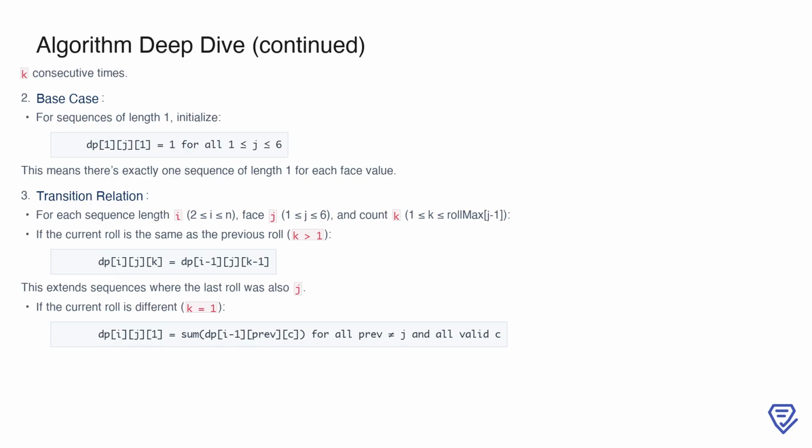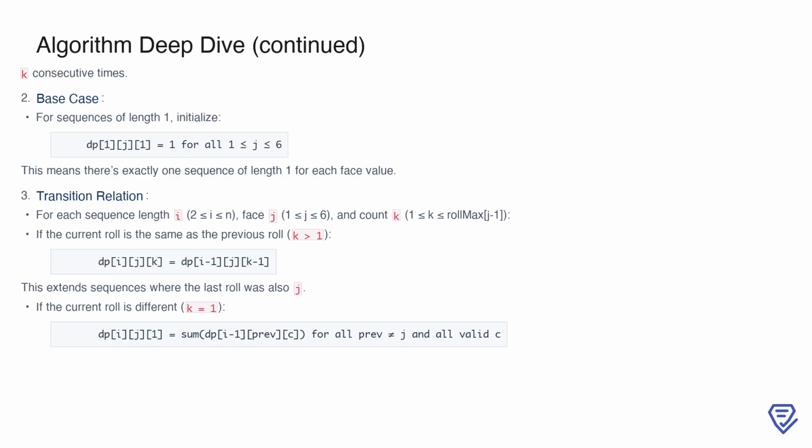For sequences of length 1, there's exactly one valid sequence for each face value, so dp[1][j][1] equals 1 for all j from 1 to 6. The transition relation then helps us build longer sequences. If the current roll is the same as the previous roll, meaning k is greater than 1, we extend the sequence by setting dp[i][j][k] equal to dp[i-1][j][k-1].